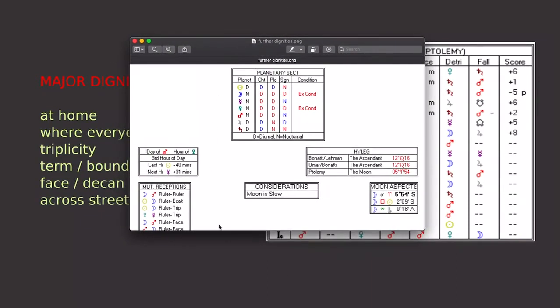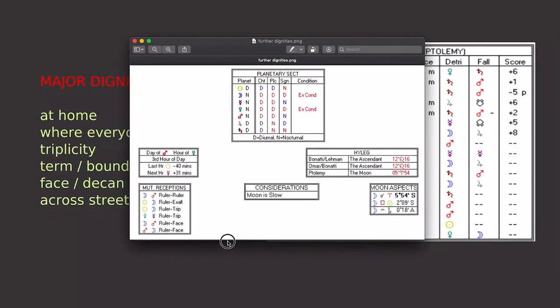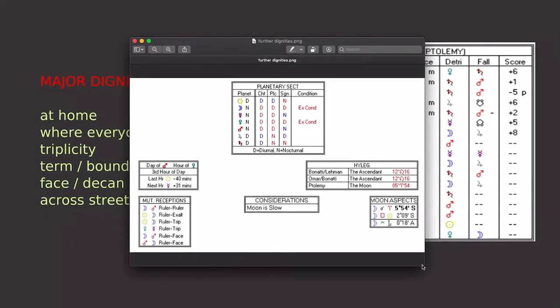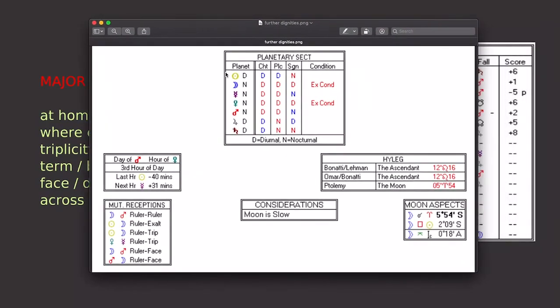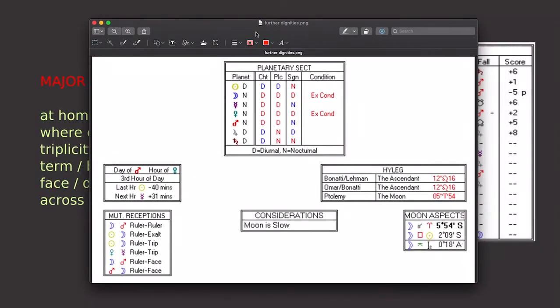Let's look at the further dignities of some software applications. Let's see if I can expand this. Further dignities of software applications. So over here we're talking about sect. Sect, we'll talk about that in another video. And mutual receptions, like I'm talking about here.